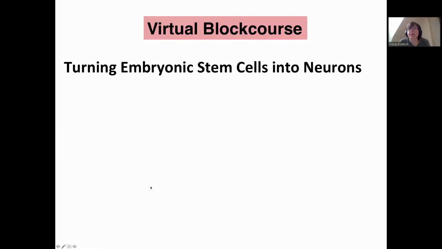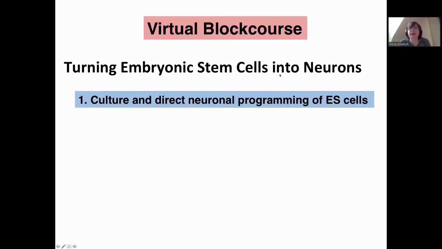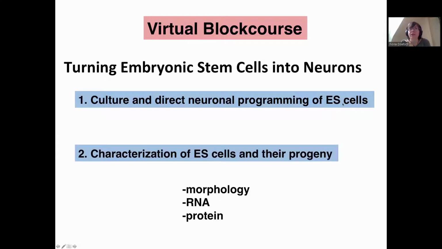So what are you going to do? So in the virtual block course then, you're going to turn embryonic stem cells into neurons. And you're going to do this by culturing in virtual world and direct neuronal programming of embryonic stem cells. That's going to happen today. And then tomorrow in the morning, you're going to characterize these embryonic stem cells and their progeny based on their morphology, on their RNA expression, and on their protein expression.